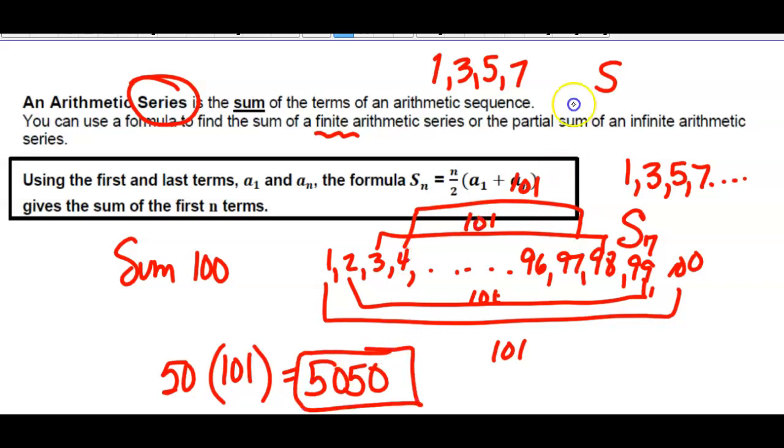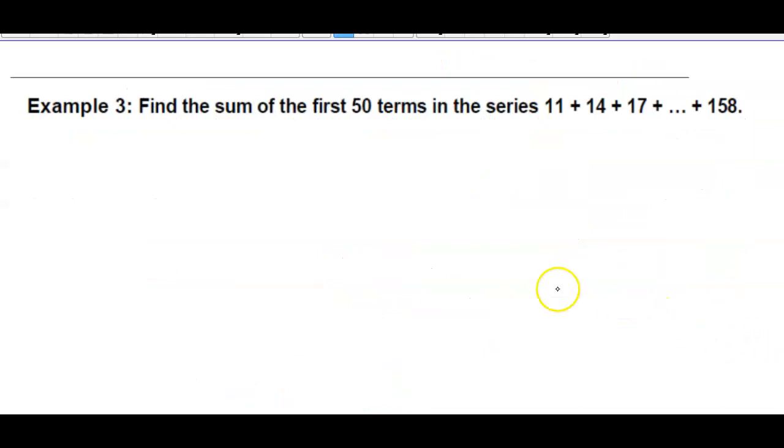Now let me show you what that looks like in terms of a formula here. It simply says, anytime you want to add up a sequence of arithmetic terms, you can take the first one and the last one and add them together, and then multiply by the number of terms divided by 2. Okay, that's where that formula comes from. So let's try it on some questions.